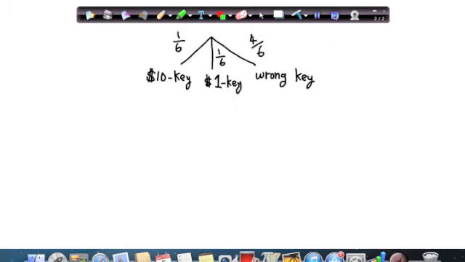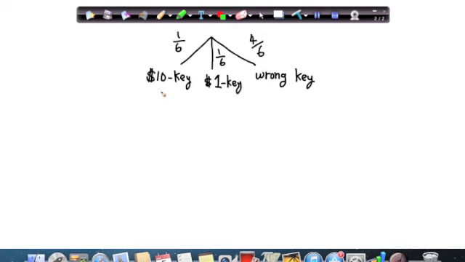The entire experiment consists of a sequence of trials, where the first one is a random selection of the key from the bunch, followed by the trial of selecting randomly one box from the 2 boxes. These probabilities can be represented in the tree as follows. So the probability of getting a $10 key is clearly 1 over 6, since there's exactly one key out of 6 that opens the $10 box. Likewise, the probability of getting a $1 key is also 1 over 6. Therefore, the probability of getting a wrong key, here we mean the key that does not open any of the boxes, is 4 over 6.